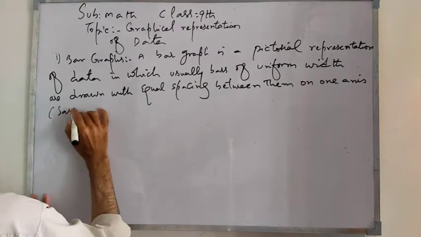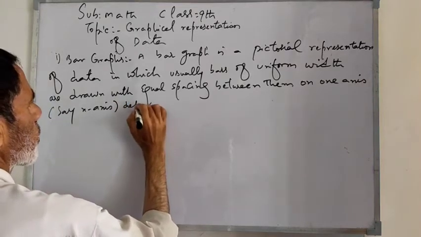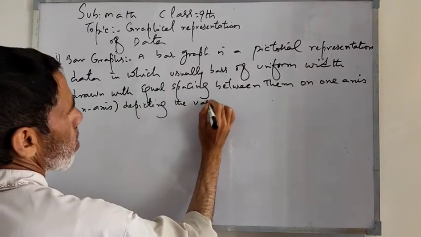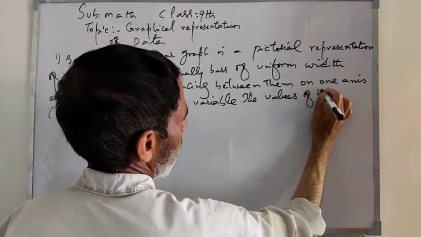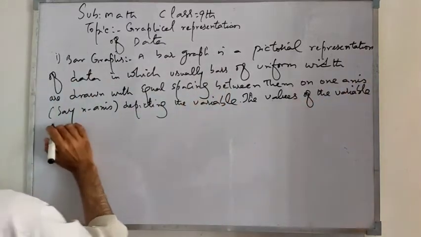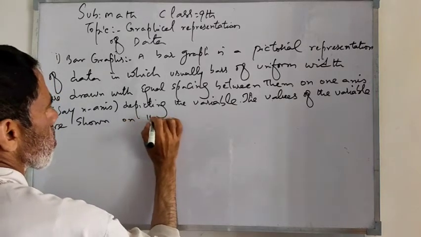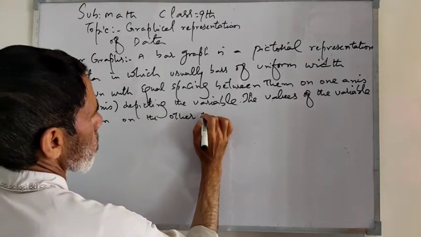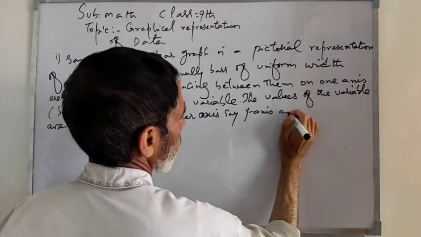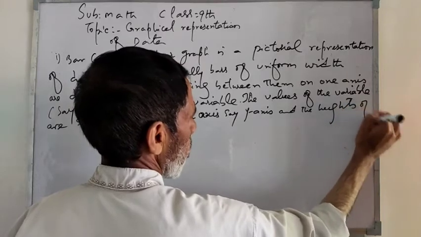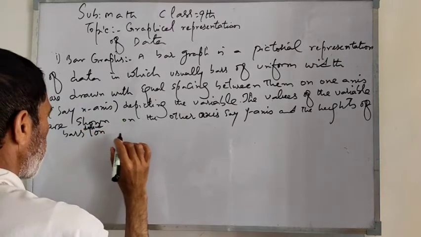say x-axis, depicting the variable. The values of the variable are shown on the other axis, say y-axis, and the heights of bars depend on the values of the variables.